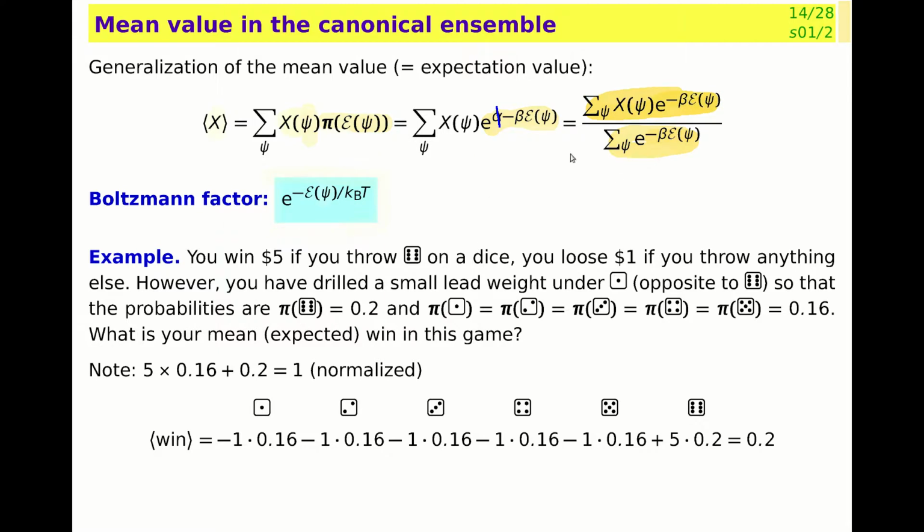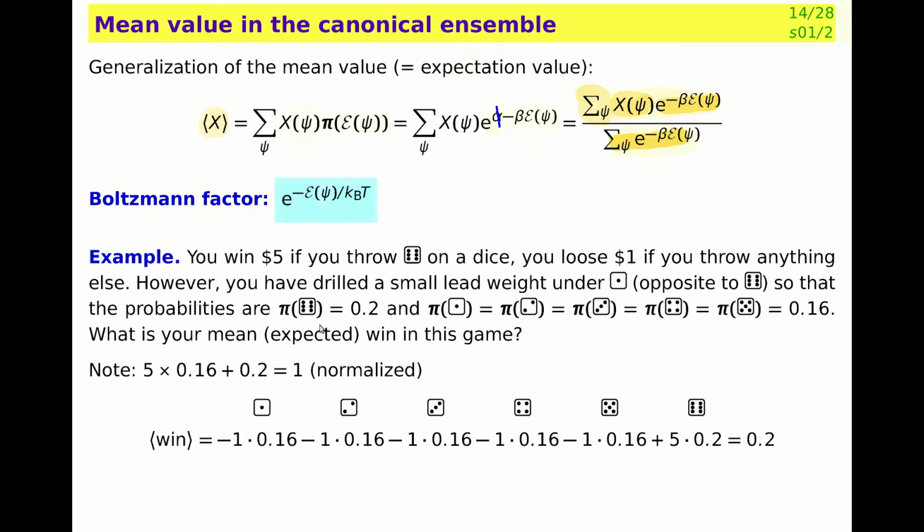The result for the mean value of any quantity x, the sum over all states or configurations, is a weighted average with x multiplied by the Boltzmann factor divided by the sum of these Boltzmann factors.